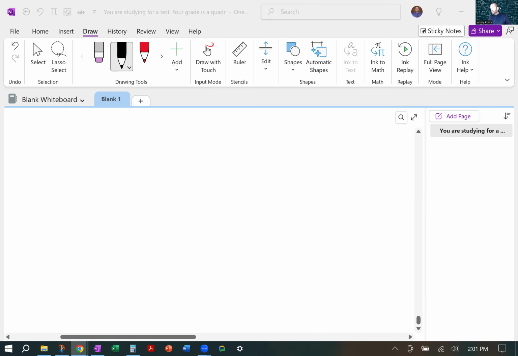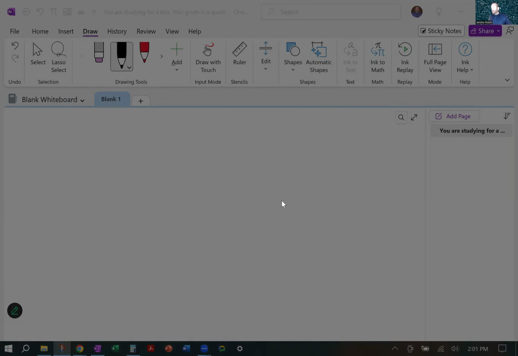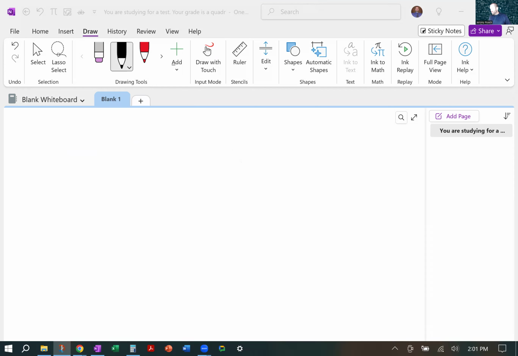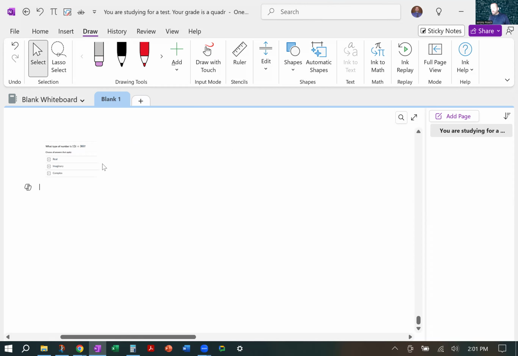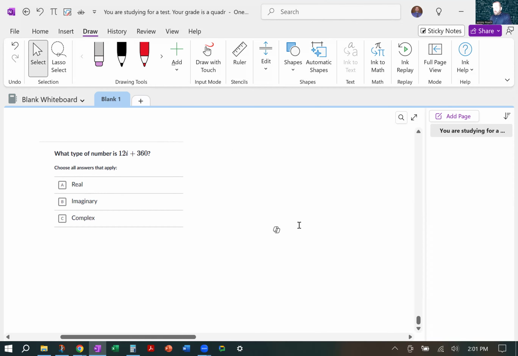Let's look at one that's a little more reasonable with showing us both the a and the b portion of a plus bi. So it says, what type of number is 12i plus 360? Well, that's a complex number. We know that because it's got the a plus bi, and that's all we have to do for that one.